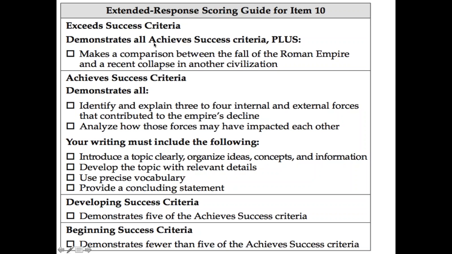Above and beyond, we want the student to hit all of the achieves, but then could you make a comparison between the fall of the Roman Empire and the collapse of another civilization, maybe one that we've studied?